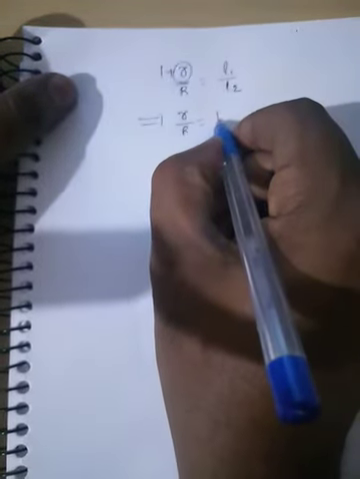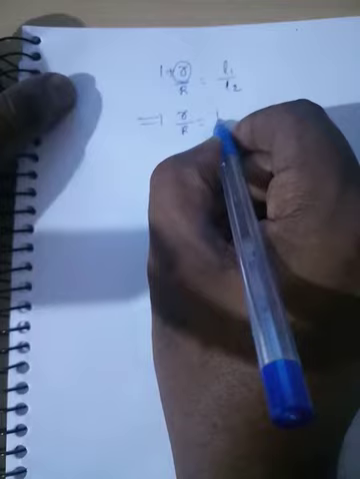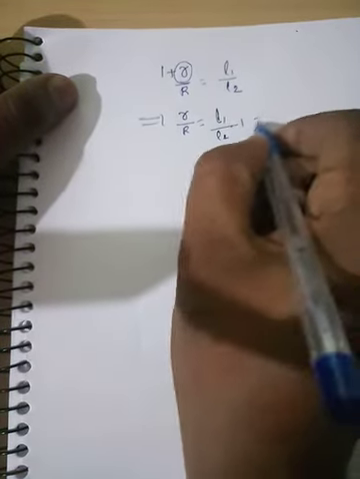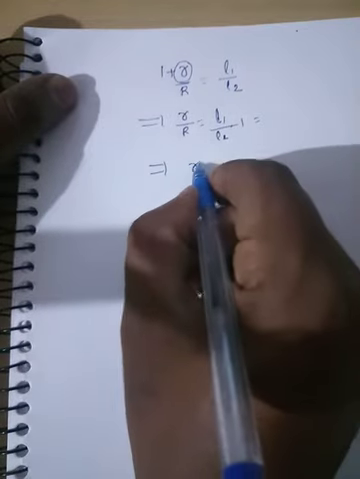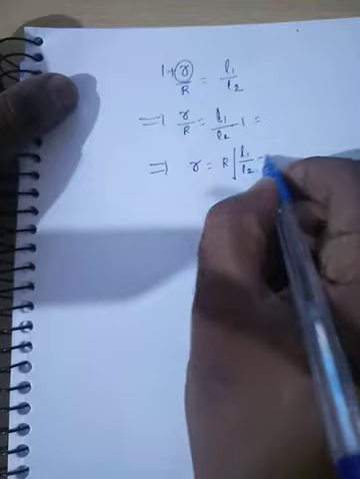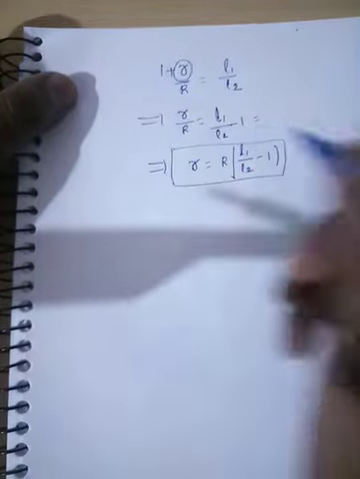What we want is small r. So small r by capital R is equal to L1 by L2 minus 1. That implies finally small r is equal to capital R into (L1 by L2 minus 1). So this is the way to calculate the internal resistance of a cell by using this potentiometer.